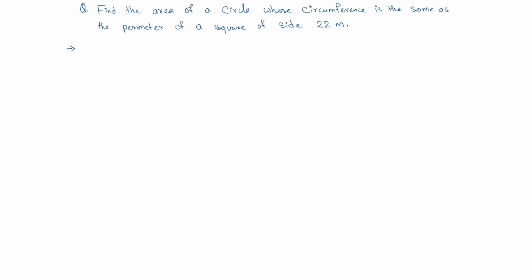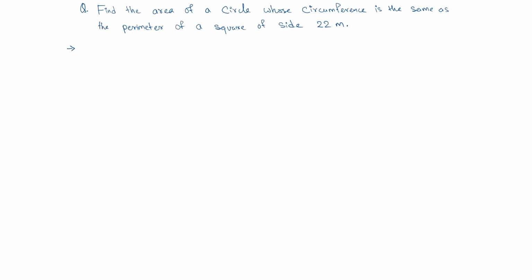Hello students. So in this video I am going to explain a few more questions on area and circumference of a circle. So the first question is, find the area of a circle whose circumference is same as the perimeter of a square. Now, as I have already told you, the perimeter of a circle is known as circumference.